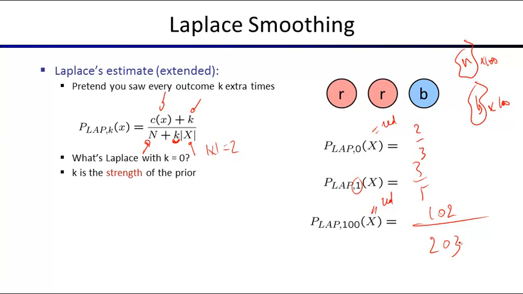As long as you pick it different from 0, you'll have introduced a fake count strictly larger than 0. You will not have the zeros in your conditional probability tables. You won't have the issues we had at the very beginning when looking at spam and digit classification.